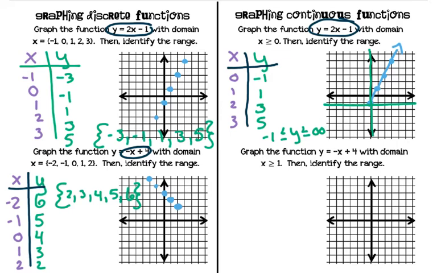Okay, let's look at one more example. So we have our x and our y. We're going to create this function table. This time they're saying our domain is greater than 1, so I'm going to have 1, 2, 3, 4. And then our function rule is negative x plus 4. So negative 1 plus 4 is 3. Negative 2 plus 4 is 2. Oh, let me change the color.